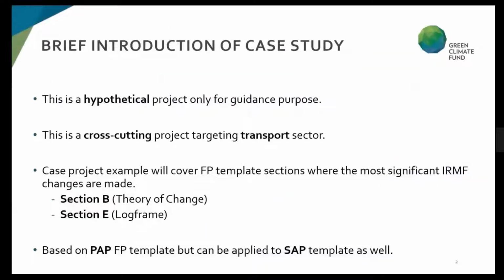So before we deep dive into the detail, kindly note the following points. First, this case study is a hypothetical project designed only for guidance purposes. Each project has unique development and climate context, so this case study is not meant to be the best example for all FP development. Second, this is a cross-cutting project targeting the transport sector to cover both mitigation and adaptation result areas. Third, the case project example will cover only sections B and E, where the most substantial changes are made.